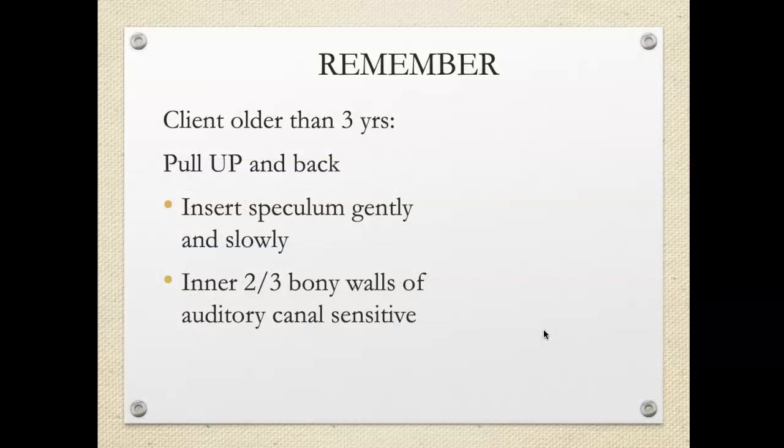This is very important, again, because we frequently have so many pediatric patients that have a lot of frequent ear infections. If you have anybody that's older than 3 years, you're going to pull up and back. You have to pull the pinna, or the auricle, up and back, and it helps align that external ear canal so you can visualize that tympanic membrane. If they are younger than 3 years, you're going to pull down and back.